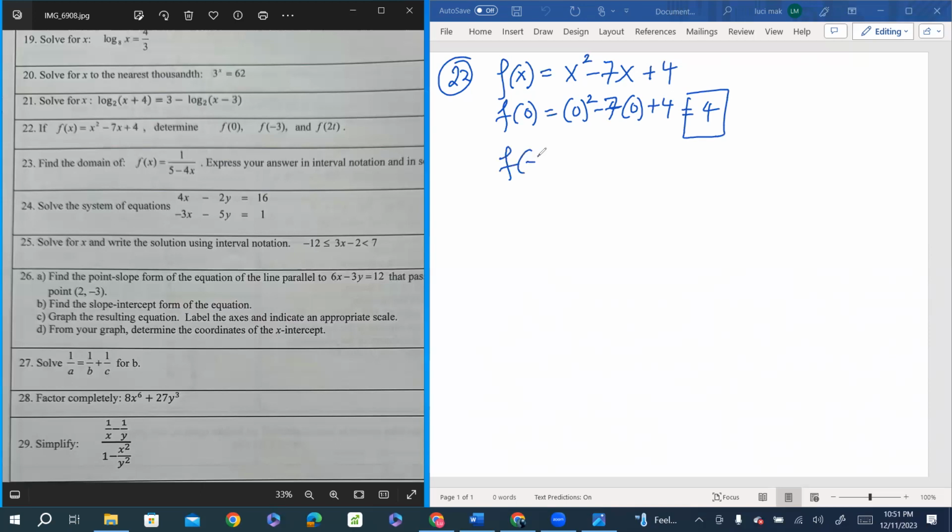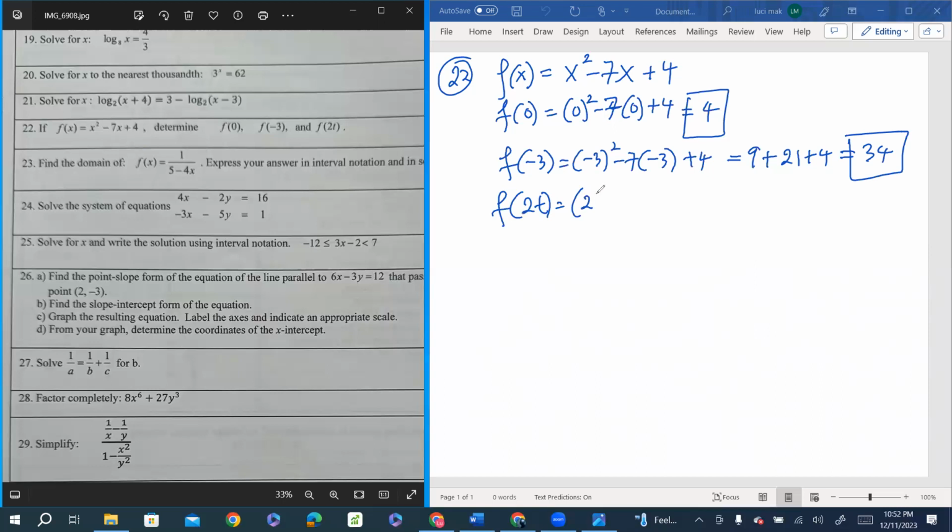Let's do f of negative 3. That's negative 3 squared minus 7 times negative 3 plus 4. That's going to give you 9 plus 21 plus 4. That's 34. And then f of 2t is going to give you 2t squared minus 7 times 2t plus 4. That's going to give us 4t squared minus 14t plus 4. And that's the answer because they are not like terms.